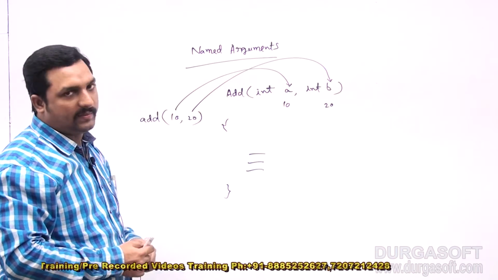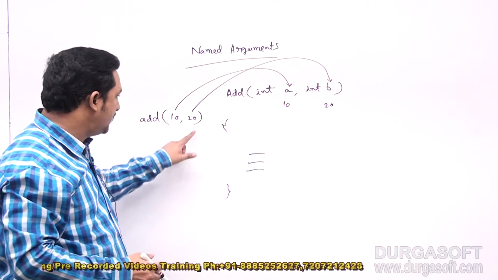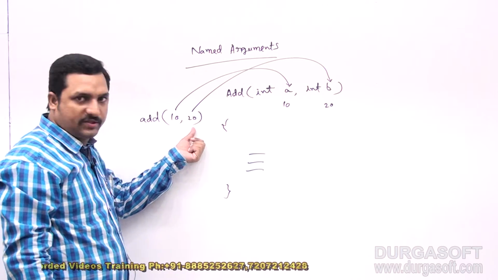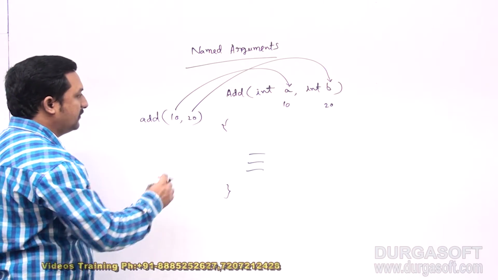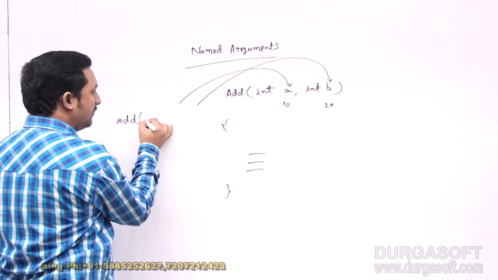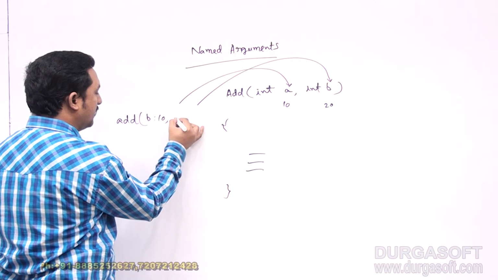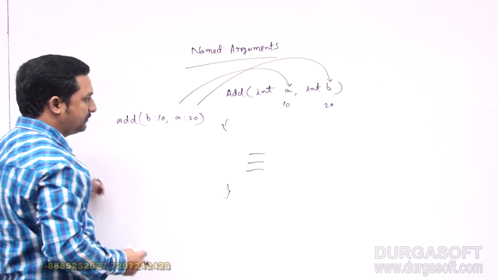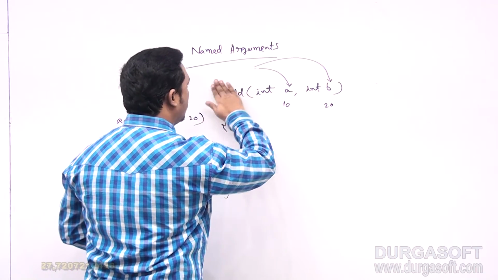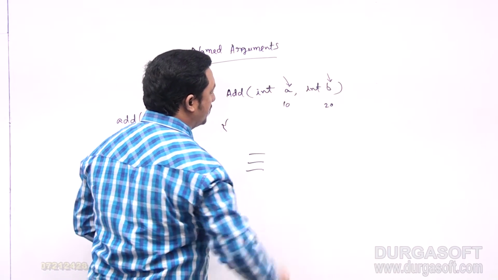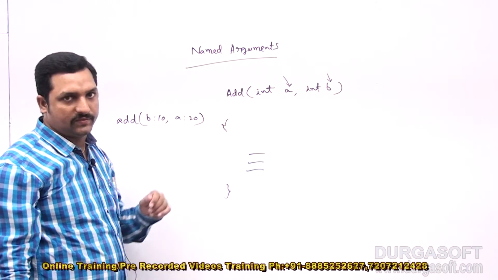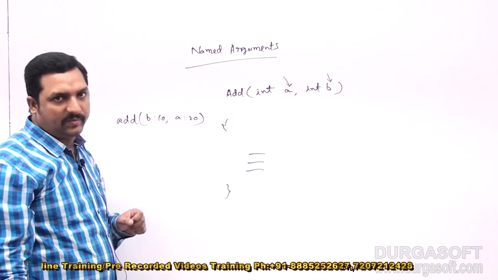But with the help of named arguments, we are able to change the order of these values. Those values will be the same, but the order can be changed. For example, I am going to give add of B colon 10, A colon 20. We are going to provide B colon 10, A colon 20. So at that time, what happens exactly? What value will be given to which one? Based on this specification only, it will be performed.